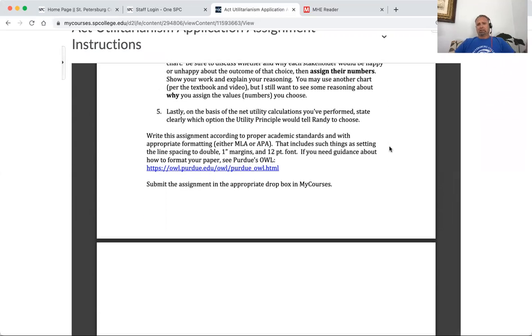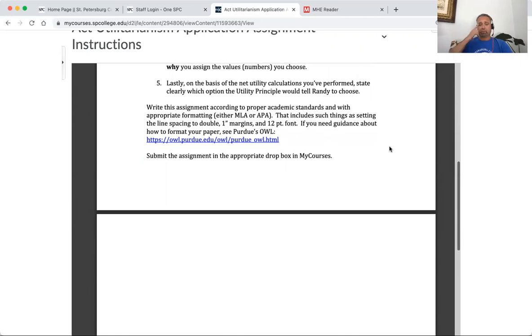Then at the end, the last thing is to just say as clearly as you can which of the options the utility principle would tell Randy to choose, right? So if Randy were an ACT utilitarian, how should he decide this? Which of the 4 options you came up with would be the right one on the basis of your net utility calculations? So just come out and say, here's the right choice for Randy if he's an ACT utilitarian.